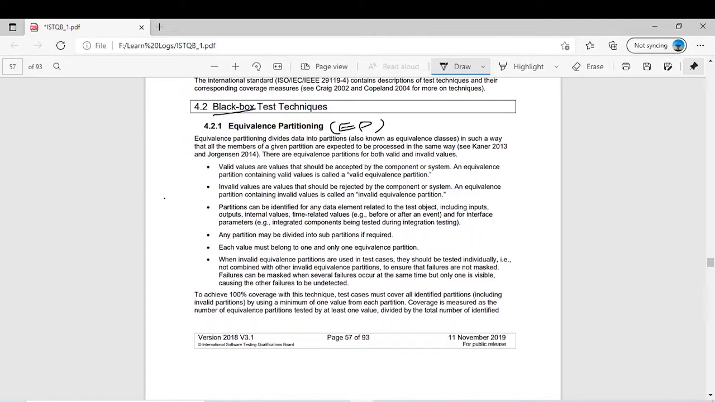We will definitely see more detail about the numerical or mathematical questions of this type, but right now we will discuss the theory. Equivalence partitioning divides data into partitions, also known as equivalence classes, in such a way that all the members of a given partition are expected to be processed in the same way. There are equivalence partitions for both valid and invalid values. First, I will give you a practical example, and then we will go through the theory.